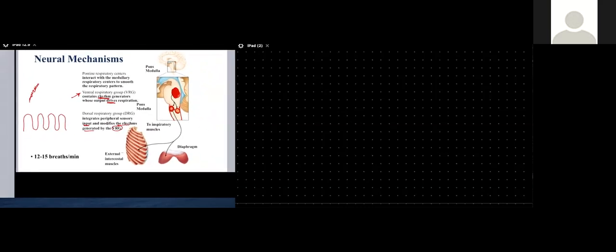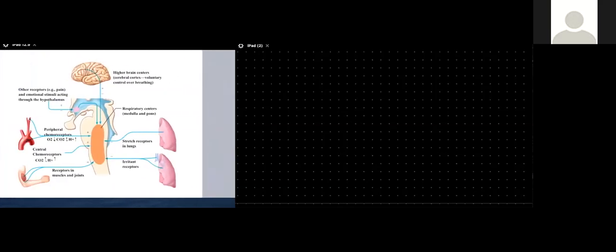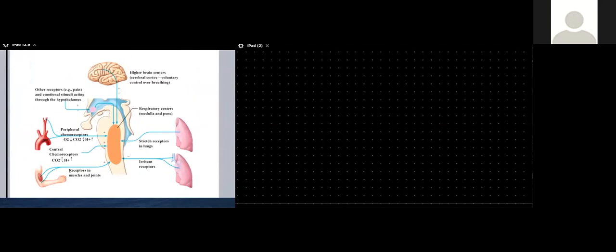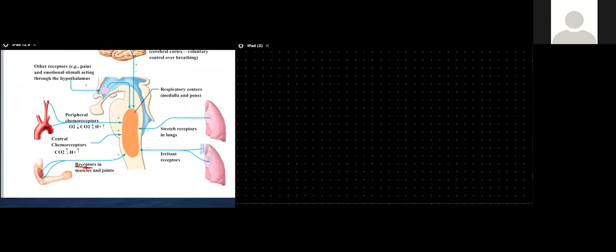So what this means, if you are, for example, contracting a muscle, do you need to breathe deeper or shallower? Do you need to breathe faster or slower? If you are contracting your muscles, what do you think? When I contract the muscles, would I need more or less oxygen? What do you think?